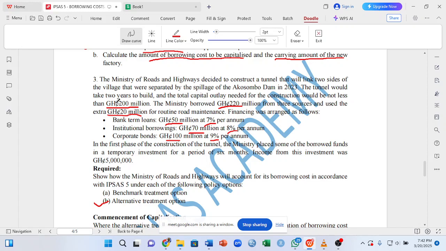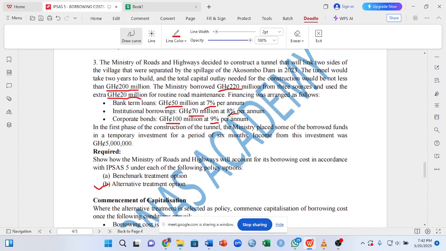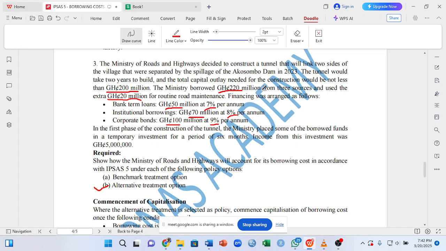Relax. Okay. So the extra is telling you that although you went for a loan facility, let me start with why is it specific. This statement said the ministry borrowed 220 million from three sources and used the extra 20 million for the routine road maintenance. So number one is that they used the 200 million, which was what was stated in the previous one. They said the tunnel would take 2 years to build, which is the period, and the total capital outlay, meaning the investment amount or the amount needed for the construction, will not be less than 200 million. That means the maximum you require for the construction of the tunnel is 200 million.